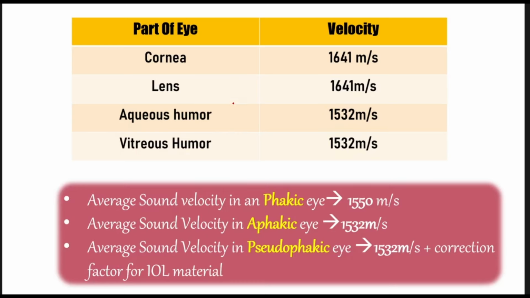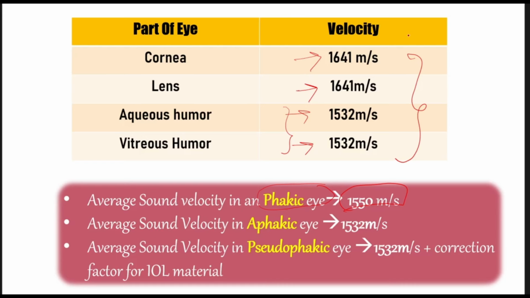You can observe over here that the speed of the sound waves within the cornea is about 1641 meters per second. In the lens, it is somewhat similar. In the aqueous humor and the vitreous humor, because they are more liquid compared to the cornea and the lens, the speed is about 1532 meters per second. Usually the machine averages these values, and therefore the average sound velocity in a normal phakic eye is about 1550 meters per second.